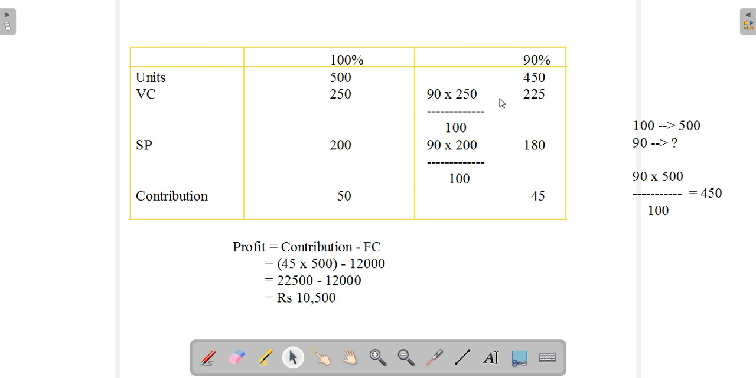Similarly, we find variable cost and selling price. 90 into 250 divided by 100. So you find the difference and you identify the contribution. To find the profit, there is a formula, that is contribution minus fixed cost. 45 rupees is the contribution into 450 units minus fixed cost, 12,000. You will get the profit.